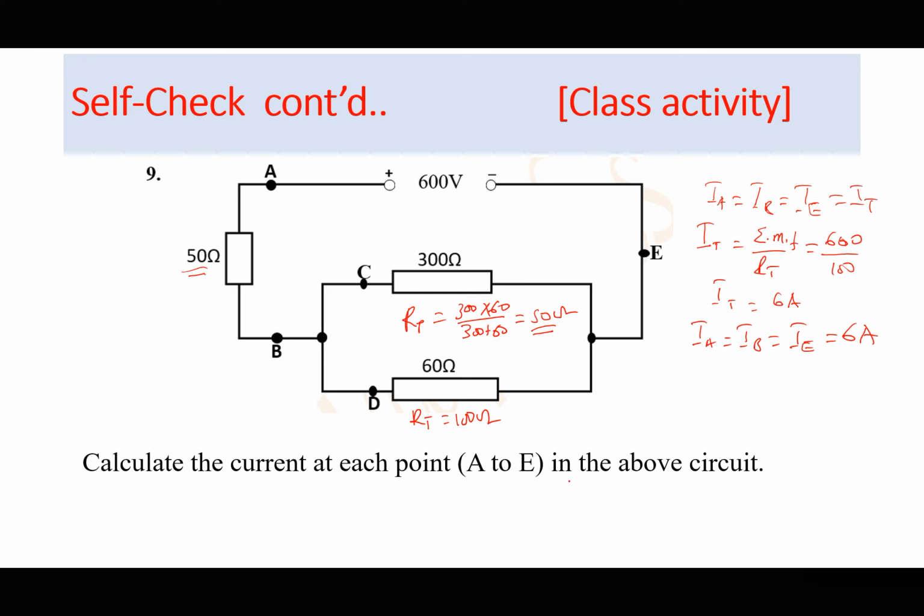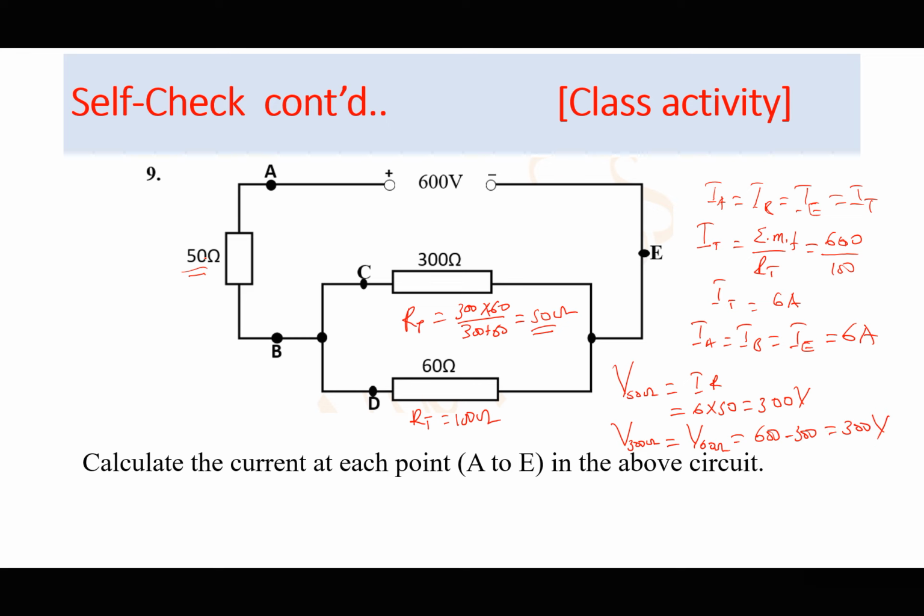Then we have C and D. So to find current through C and D, I can just find the PD across 300 ohms, which is the same as the PD across 60 ohms. I'll first find the PD across 50 ohms, which is going to be the current times the resistance. The current is 6, the resistance is 50, which is equal to 300 volts, which means the PD across 300 ohms, which is the same as the PD across the 60 ohms, is going to be 600 minus 300, which is equal to 300 volts.